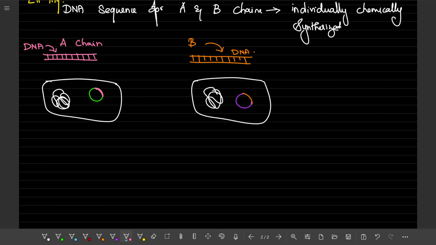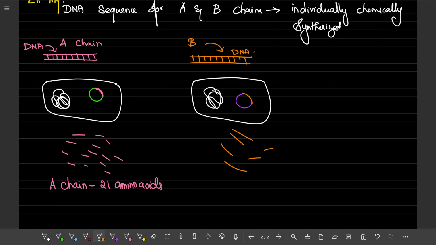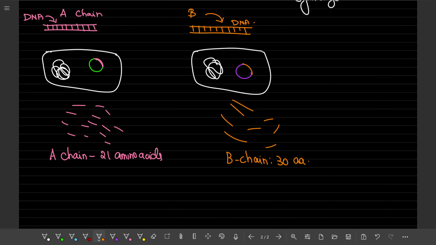Now what did they produce? Once the plasmids started multiplying, these all started producing a lot of A chain, which had 21 amino acids. And then this E. coli produced B chain, which has 30 amino acids. So in total, in mature human insulin, how many amino acids are there? 51 amino acids are there.